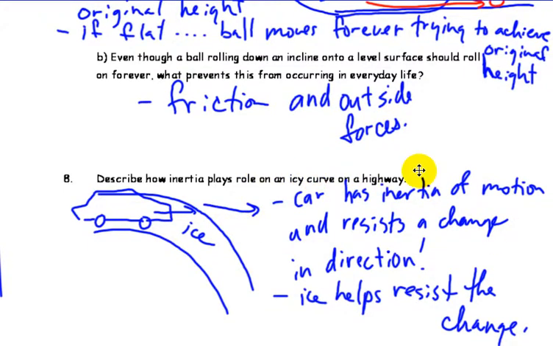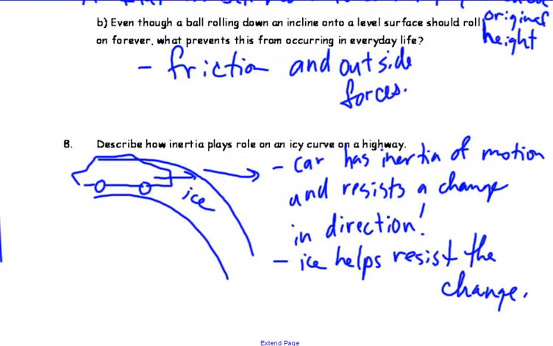Describe how inertia plays a role in an icy curve on a highway. For example, friction has a hard time being maintained if you're turning around a corner. So this is kind of a bird's eye view of a car on an icy highway. The car is moving straight and wants to continue to move straight unless an outside force forces it to turn. And if it's icy, the friction between the tires and the road surface has a hard time being set up, so the car continues to go straight. So the ice helps resist that change in motion.